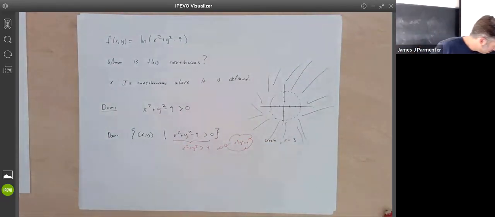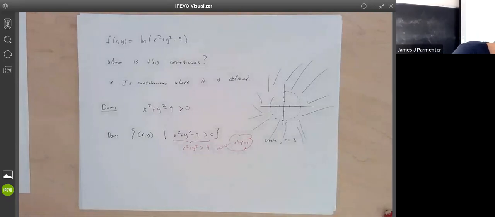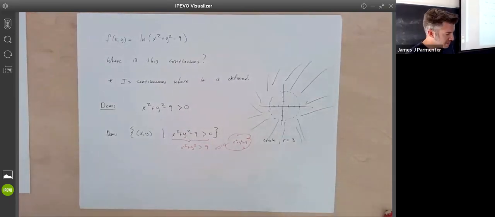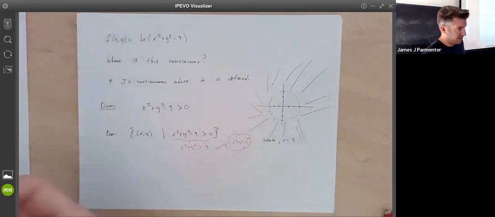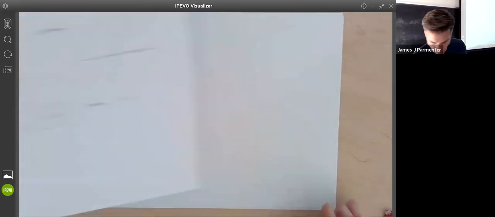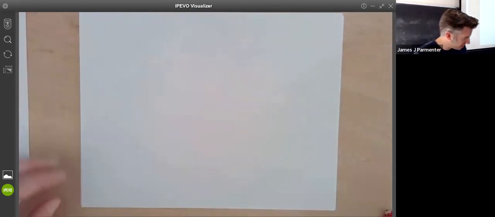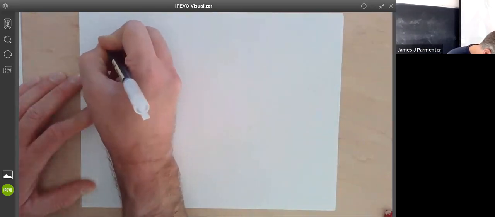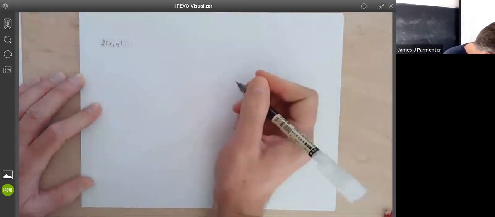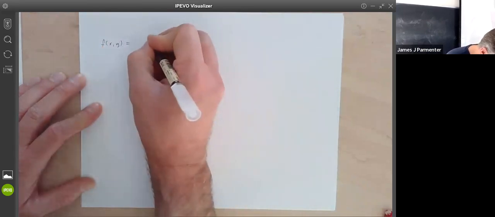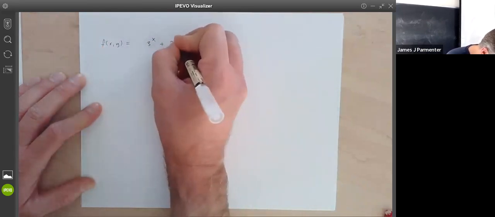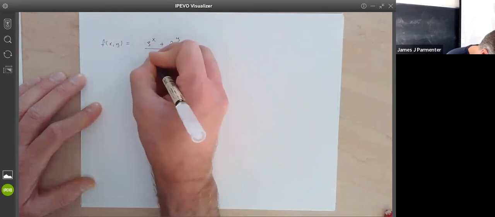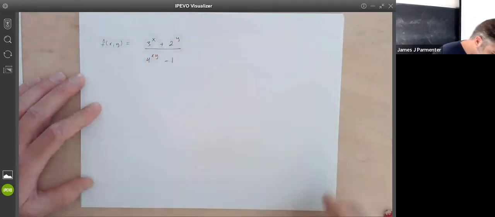I'm curious about this other question here. No, that's not a problem. So looking at this other question, just because I feel like the other one's a little bit different, I think it is worth exploring. Well, I'll look at something slightly different. Let's say we had f of x, y equal to 3 to the x plus 2 to the y over 4 to the xy minus 1.